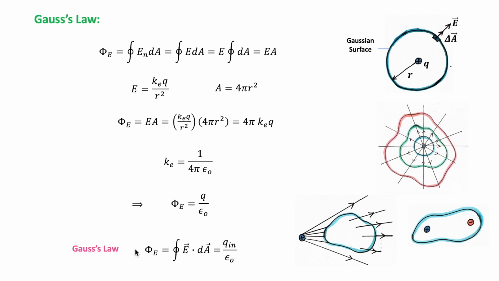So Gauss's law states that the net flux through any closed surface is equal to this equation. Okay, Q in is the net charge inside the surface, and E is the electric field at any point on the surface. And the surface used is known as a Gaussian surface. It is just a mathematical surface and it does not need to coincide with any real physical surface. Okay.